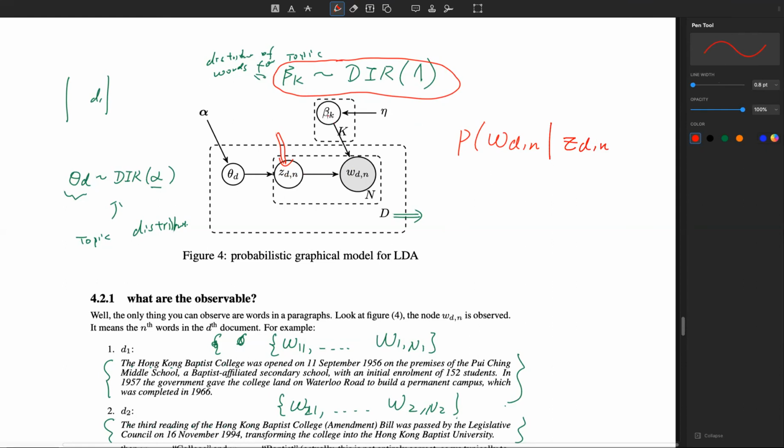There's one arrow that goes in here. There's also another set of arrows coming in, from all your betas, beta k. So how do you define this probability? Remember, beta k are the distributions of words for a topic. So you have 4 topics, and every topic has a different distribution of words. And ZDN is which topic has generated my word WDN. So my question is, what's the probability of WDN?